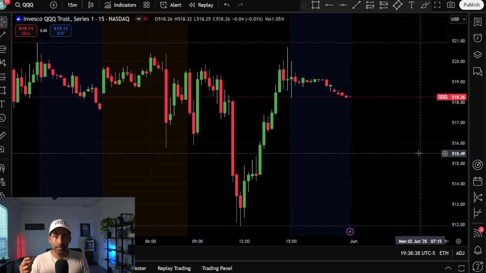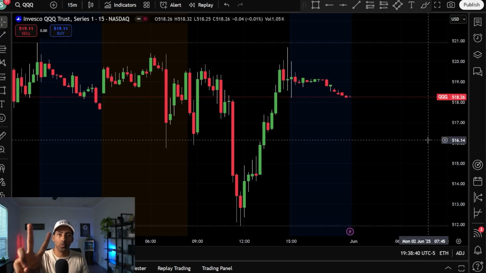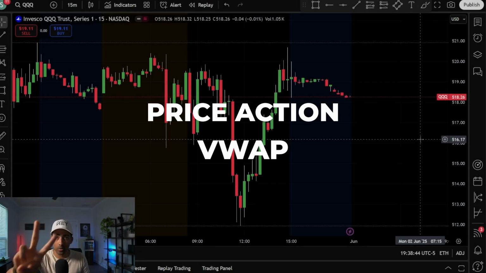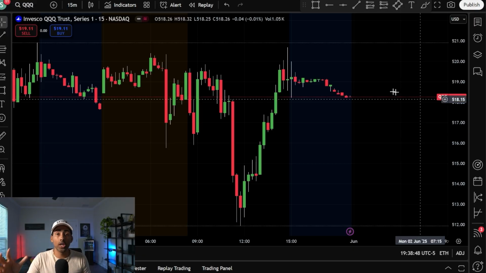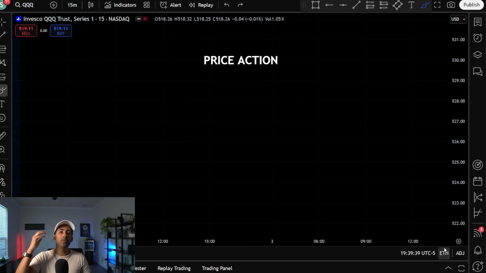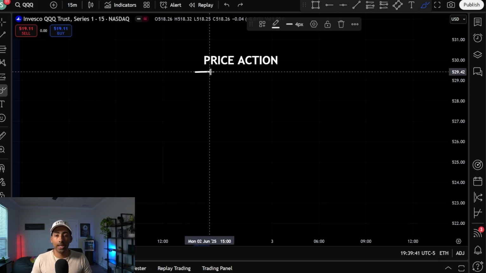So this stupid simple strategy only uses two things. One is the understanding of price action and the second is the indicator VWAP. Those are the only two things that you genuinely need for a consistent trading strategy. So let's break down number one. The first thing we need to do is have an understanding of price action.